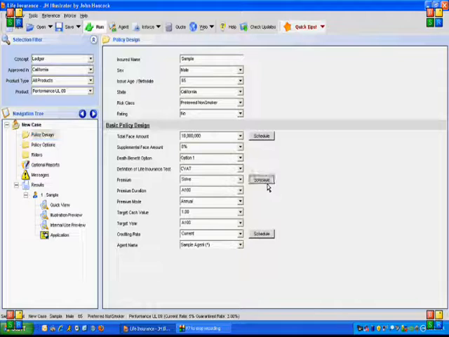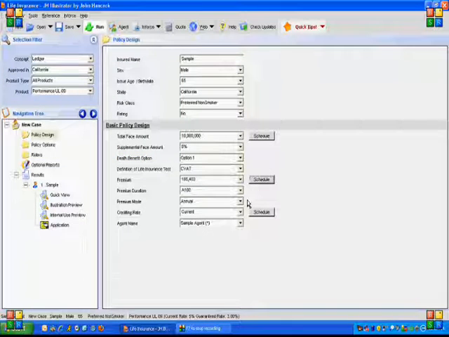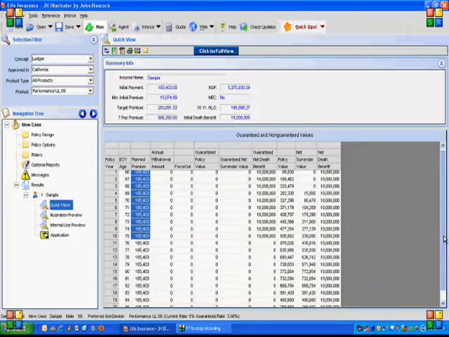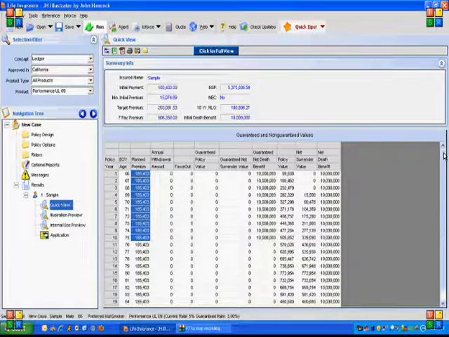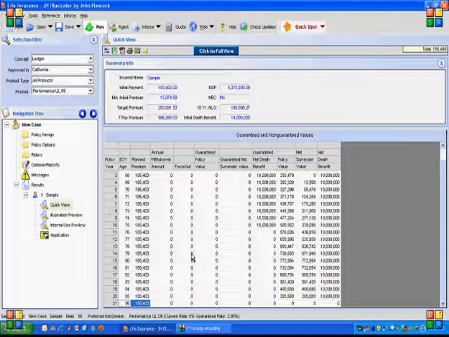Let's take that $185,403 and fix that as far as our premium is concerned. Then we're going to change our crediting rate to 4%. Now what you'll see is that the policy at the current crediting rate lasted to age 100. By reducing the crediting rate to 4%, the coverage only lasts to age 86.